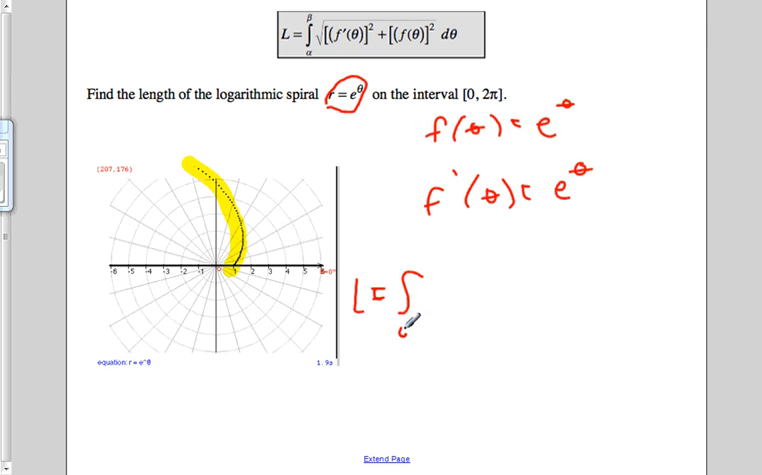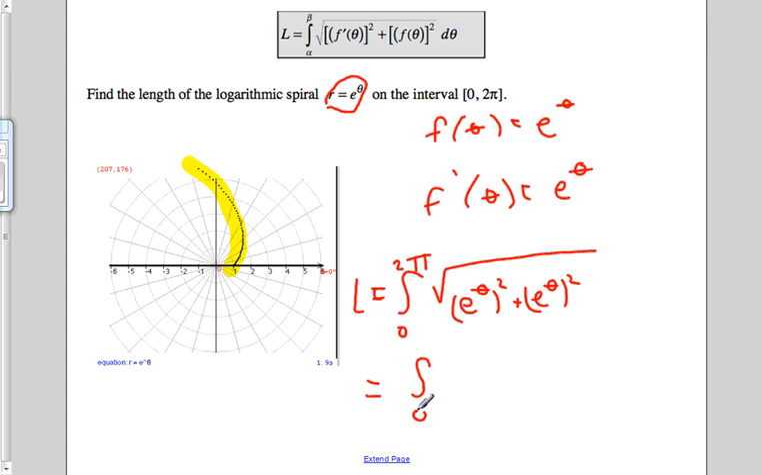So the arc length of my spiral will equal the integral from 0 to 2 pi of the square root of e to the theta squared plus e to the theta squared, which equals the integral from 0 to 2 pi of the square root of 2 times e to the theta squared. And I should have had a d theta here and a d theta here.